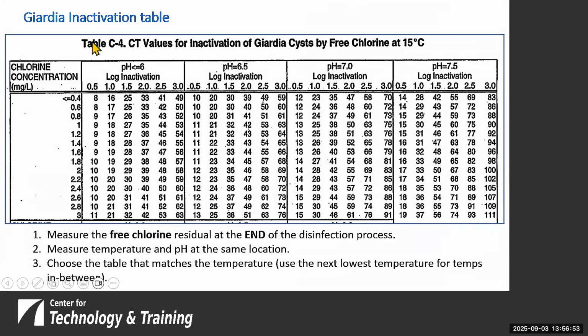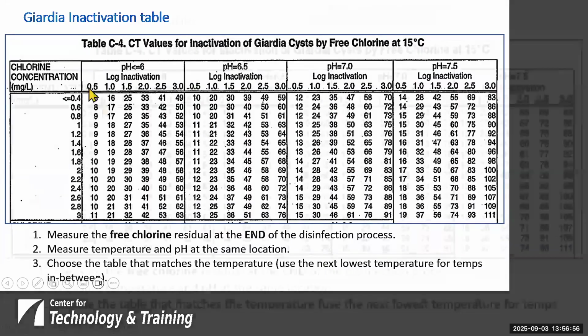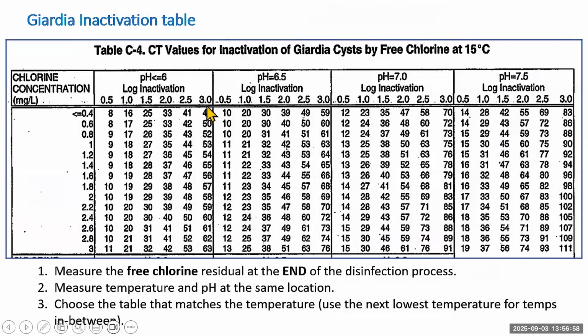So this is a Giardia inactivation table. As we had said, Giardia is typically a 3-log removal, so this goes up to 3 logs. And this table is going to help us because we're going to get some log removal from our treatment, and that'll be determined by the state, as I had said previously. But we'll have to use chlorine to make up the difference.